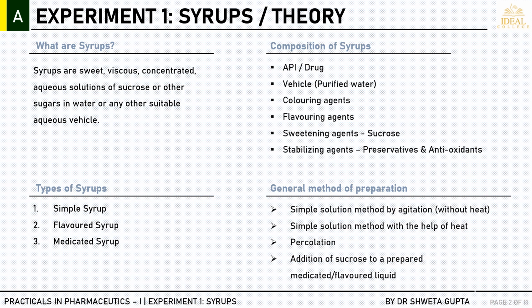Coming to the general methods of preparation, syrups may be prepared by various methods like simple solution method by agitation without heat, or simple solution method with agitation and with the help of heat. This method will be used for the preparation of our present experiment, simple syrup IP. The other methods include preparation by percolation method or by addition of sucrose to a prepared medicated or flavored liquid.